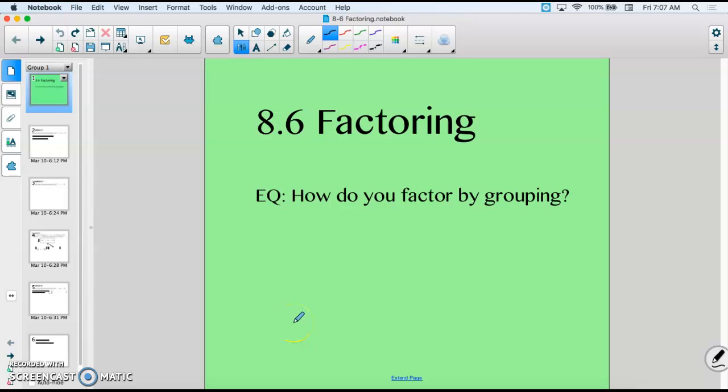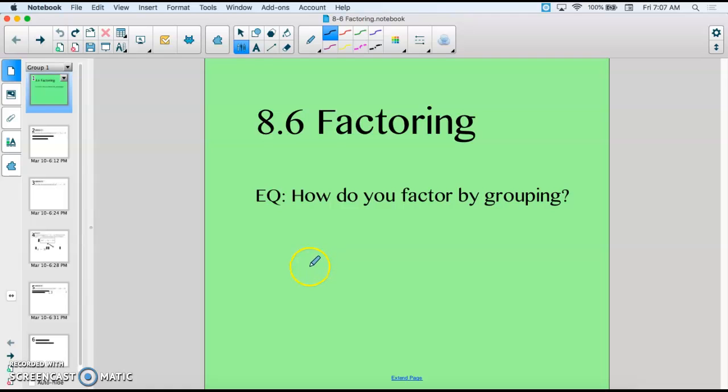Welcome to 8.6 factoring, and we're going to factor by grouping today. We're doing 8.6 before 8.5. 8.6 is harder, but once you have 8.6, then 8.5 is really easy. And 8.5 is just a shortcut that works sometimes.